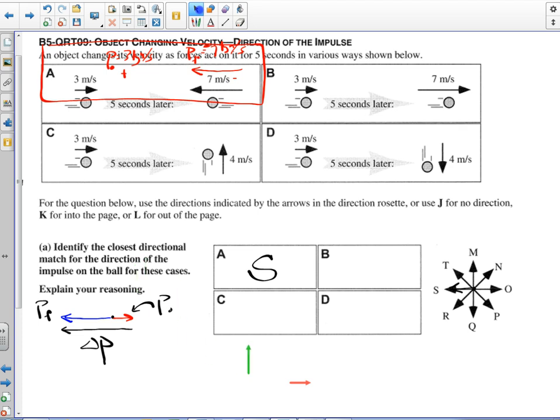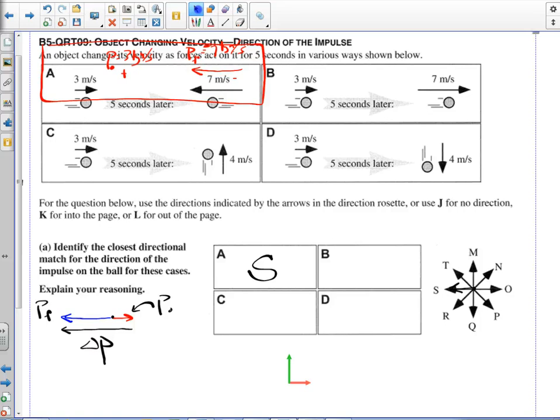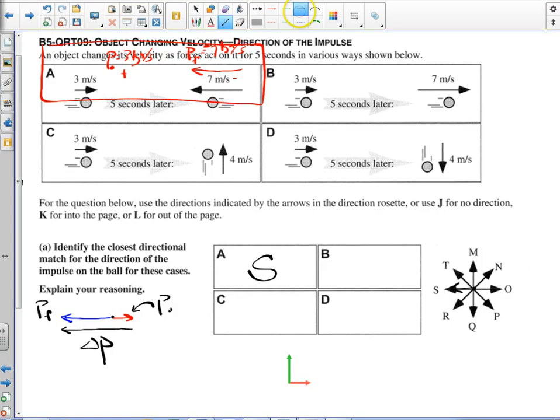So we line them up like so, their tails touching like that. And then we draw another vector starting at the original momentum vector's tip to the final momentum vector's tip. So it goes from here to here. So your change in momentum for C is going to be this vector here, which is most nearly T, I believe.